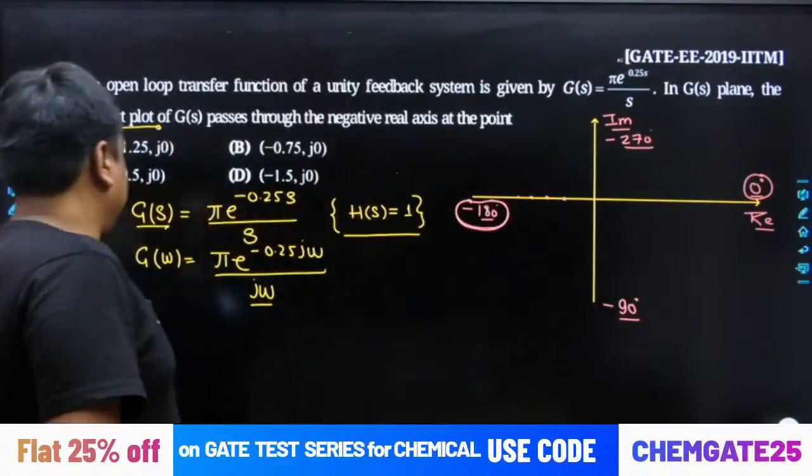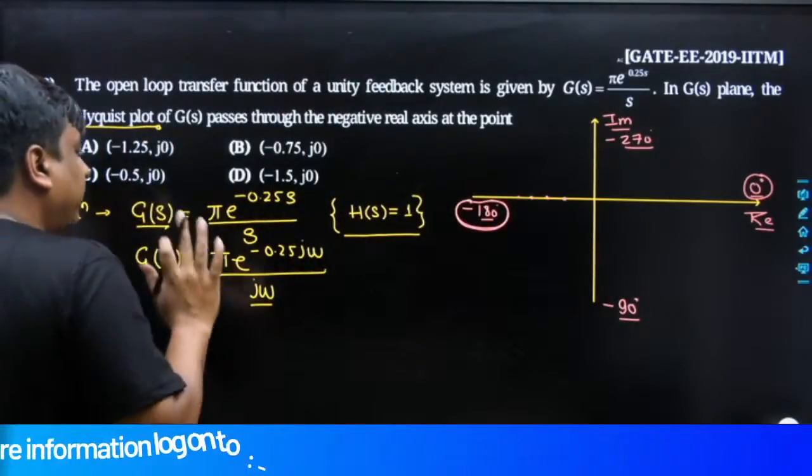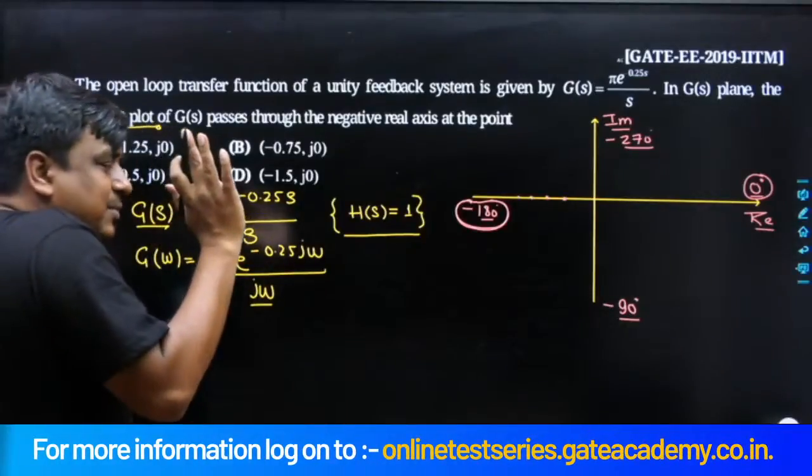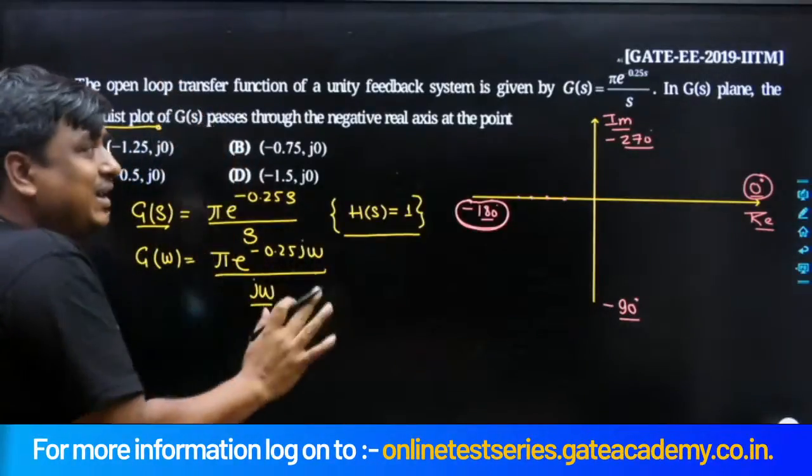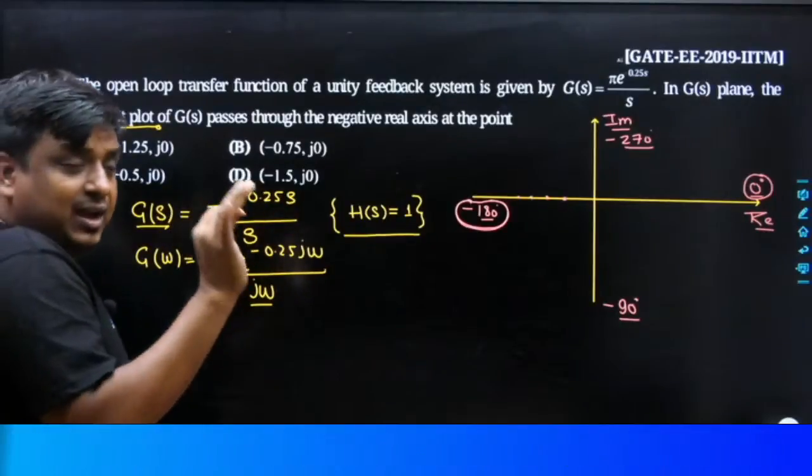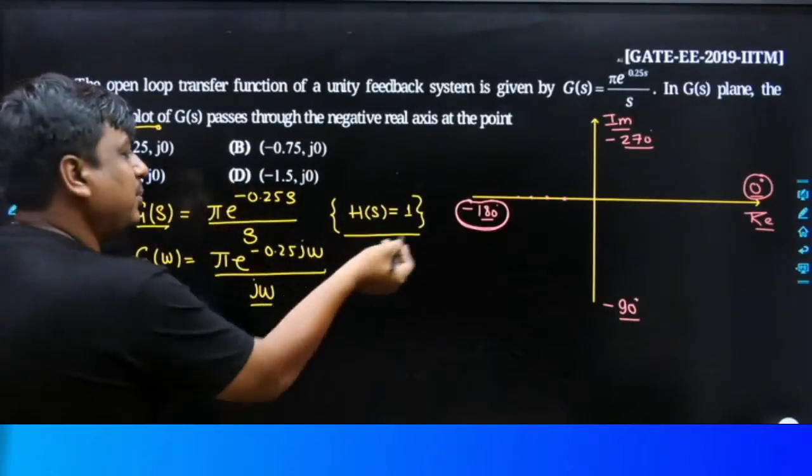Anyways, keep aside each and everything. So what we would be focusing on, just try to understand what I am saying, first we would try to get the value of omega at which G(j omega)H(j omega) is crossing the minus 180 degrees.